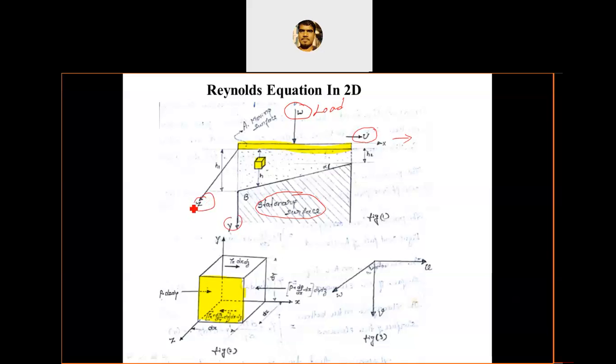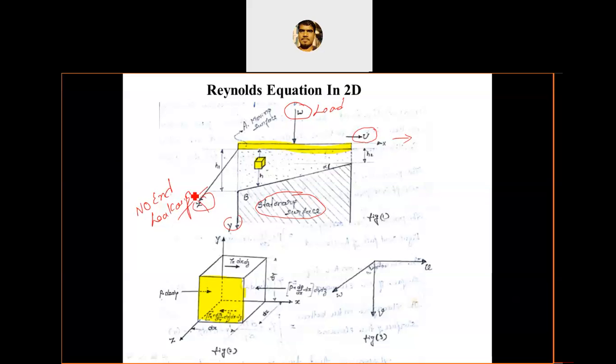Surfaces A and B are assumed to be very large in the direction of z, perpendicular to the motion, so the flow in this direction is neglected. There is no flow in the z direction, which means there is no end leakage. This derivation belongs to the no end leakage case. Clear? So there is only flow in either the x or y direction, because the surfaces are very large in the z direction.